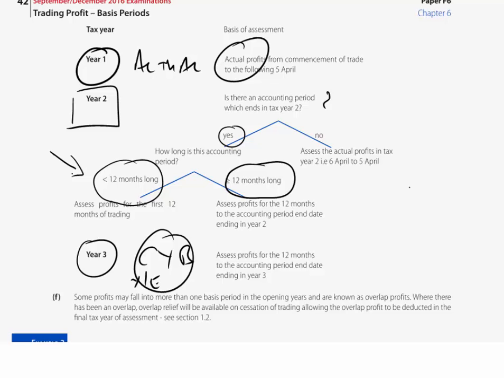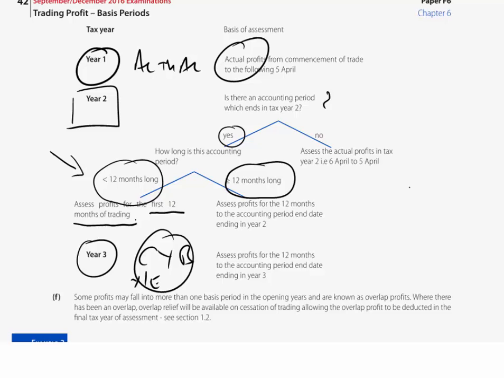But if you have a short period, one of less than 12 months, ended in that second tax year, then we know that from this tax year onwards we'll always be assessing 12 months worth of profit. The only question is which 12 months? And the answer was the first 12 months. We would assess the profits of the first 12 months of trading.